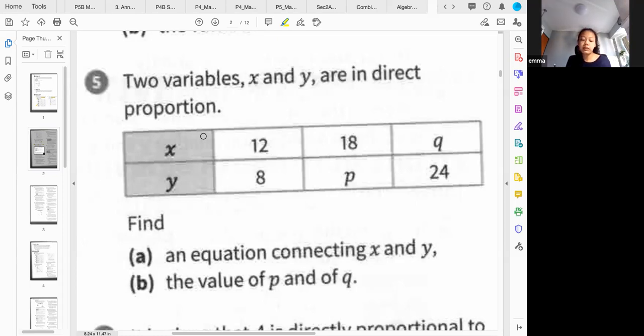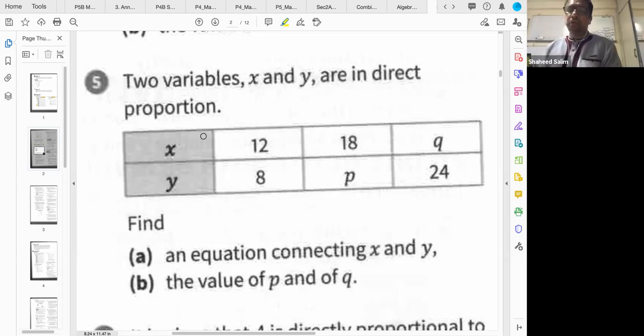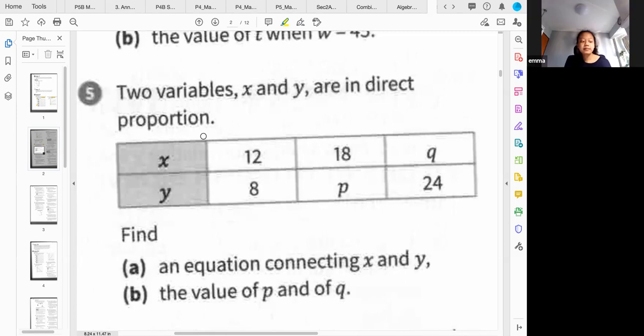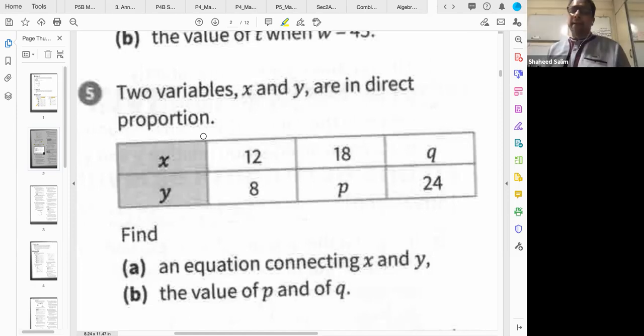P equals 12. Well done. Q, doing Sarah. Q equals 36. Well done.